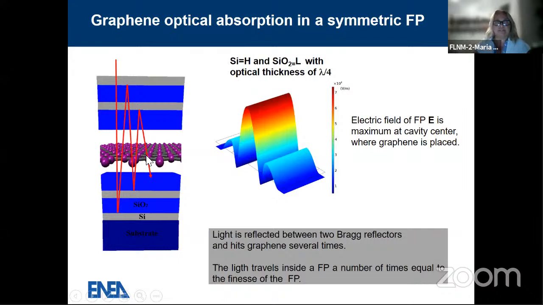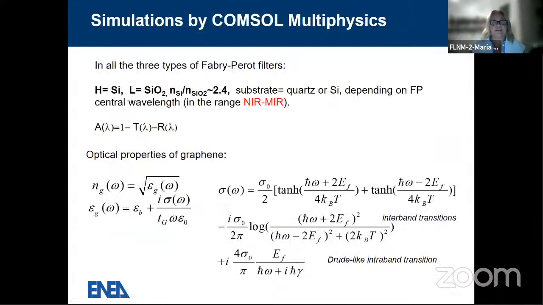Therefore, the absorption of graphene is very highly enhanced, and the absorption is proportional to the number of reflections, which is proportional to the reflectance of the 2 mirrors. In all the filters that we have simulated and also fabricated, we have used silicon as the high refractive index material and SiO2 as the low refractive index material. The refractive index ratio is about 2.4, depending on the wavelength, and we have investigated filters in the near infrared and mid-infrared wavelength range.